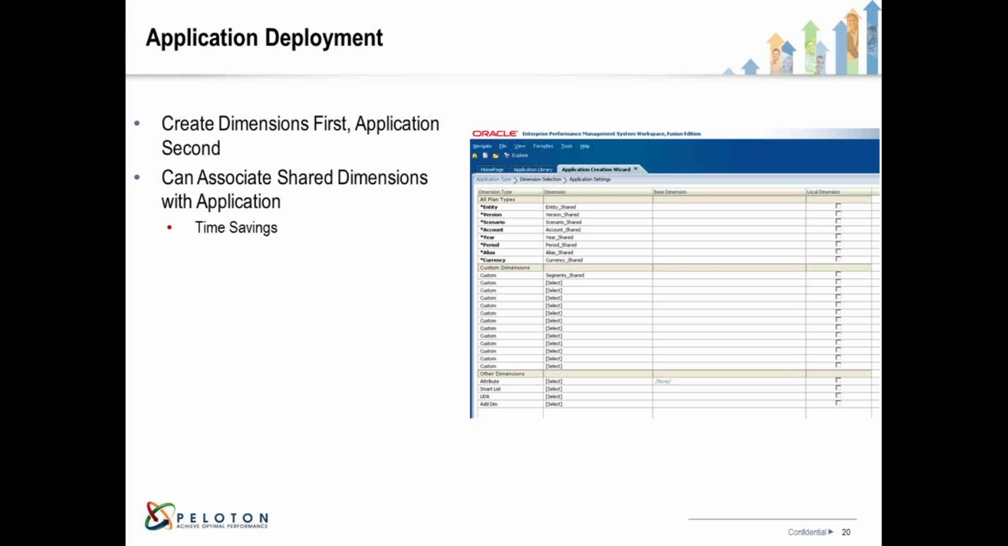Whereas if you create your application first, then you have to create it with generic dimensions and then replace them all. So it'll save a lot of time if you just create the dimensions first and then the application second, and associate shared dimensions with your application. So it'll save you a lot of time if you just do it in that order.